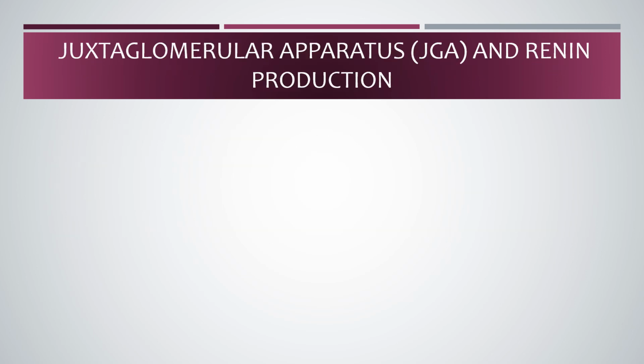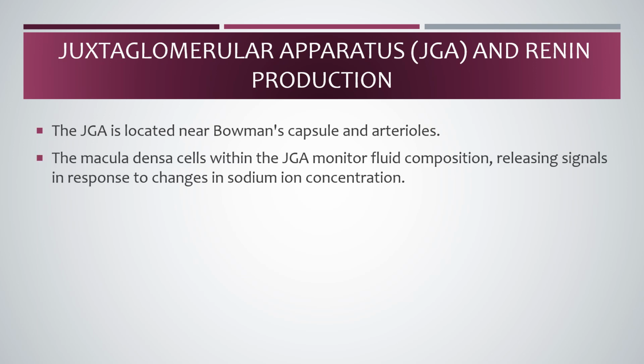Juxtaglomerular apparatus, also known as JGA, and renin production. Adjacent to Bowman's capsule and the glomerulus, the juxtaglomerular apparatus plays a significant role. At the point where arterioles enter and exit Bowman's capsule, the initial part of the distal convoluted tubule comes into direct contact with the arterioles. This section of the DCT is referred to as the macula densa, consisting of cuboidal epithelial cells responsible for monitoring the fluid's composition. These cells release signals such as ATP and adenosine in response to changes in sodium ion concentration. Additionally, they house a non-motile cilium that gauges fluid movement within the tubule.